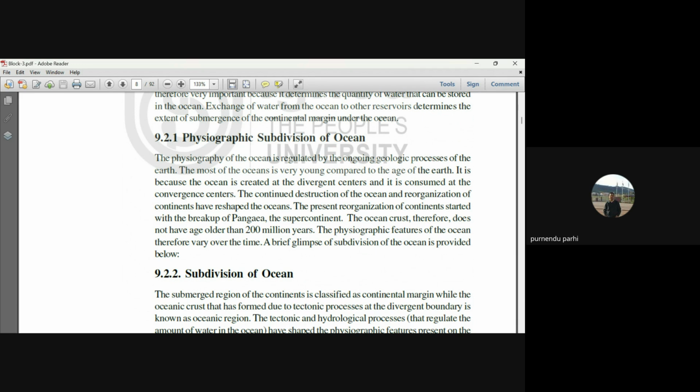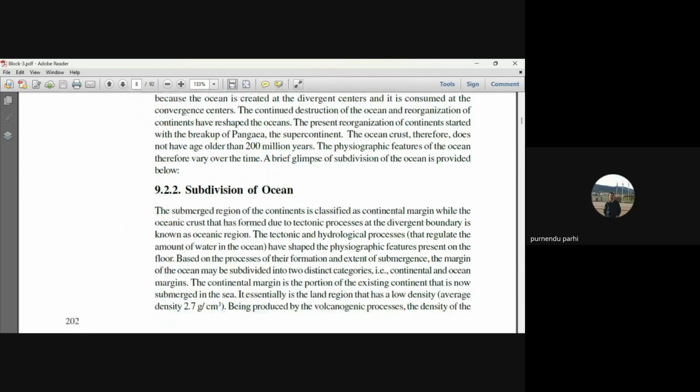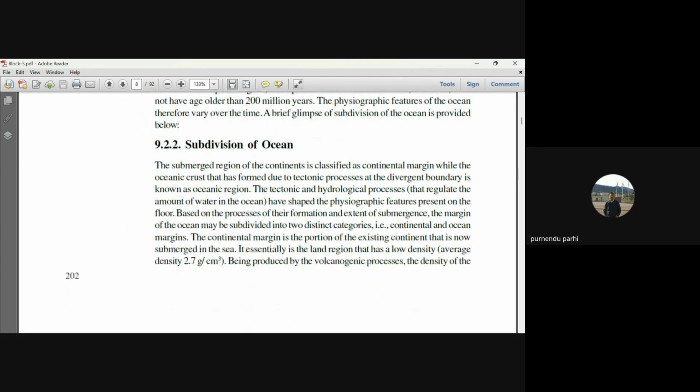The present reorganization of the continents started with the breakup of Pangea, the supercontinent. The ocean crust therefore is not older than 200 million years. The physiographic features of the ocean therefore vary over time. Subdivision of the ocean. The submerged region of the continents is classified as continental margin, while the oceanic crust that has formed due to the tectonic processes at the divergent boundary is known as oceanic region.